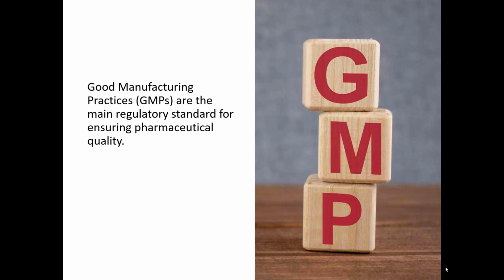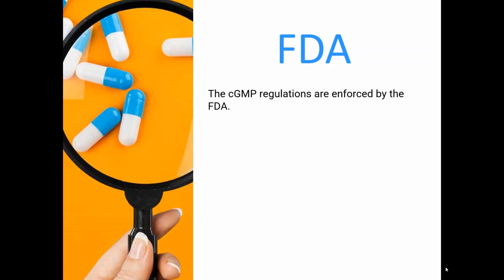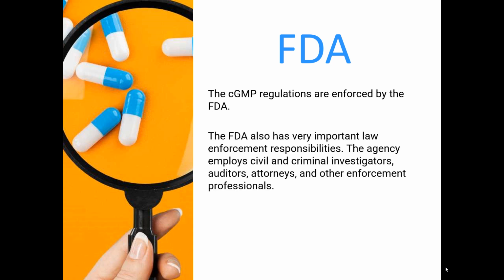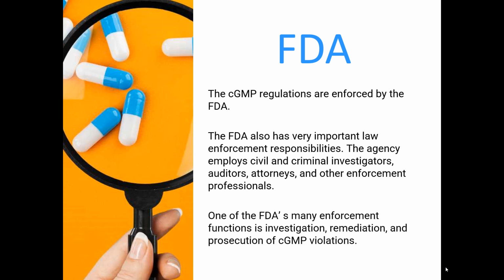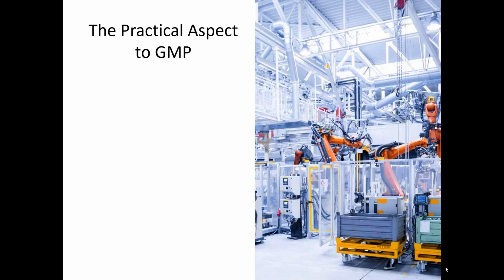So GMPs are mandatory regulations, and the C means current. That's what that stands for. The FDA are the body that enforces the regulation. They are an agency that employs civil and criminal investigators, auditors, attorneys and other types of enforcement professionals. And they are the people who investigate drug manufacturers to ensure that they have manufactured their drug in accordance with FDA regulations, and to check to ensure that there are no violations of cGMP regulations.